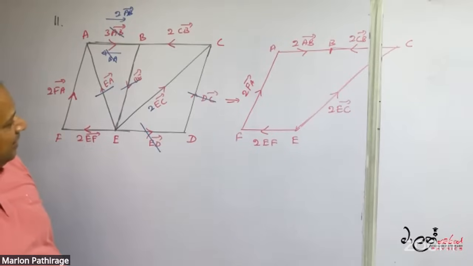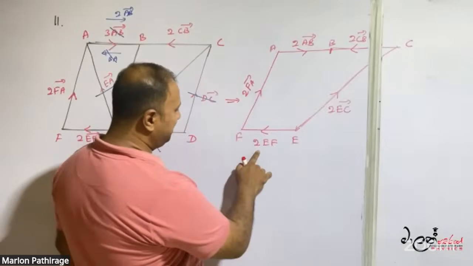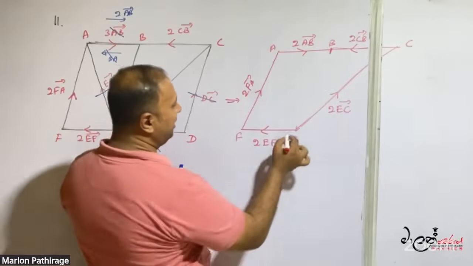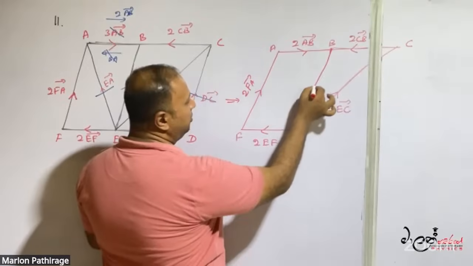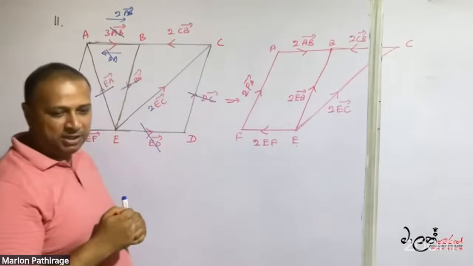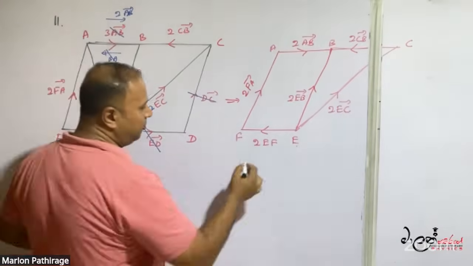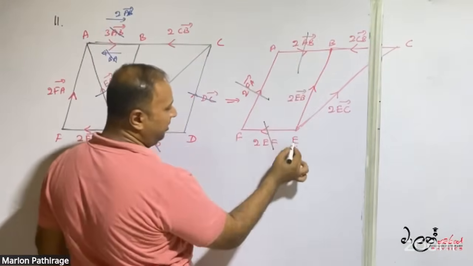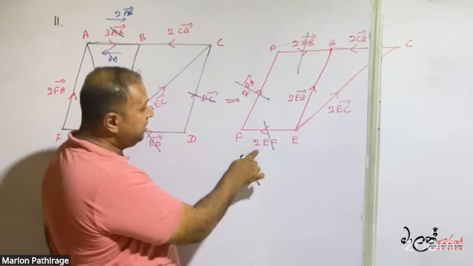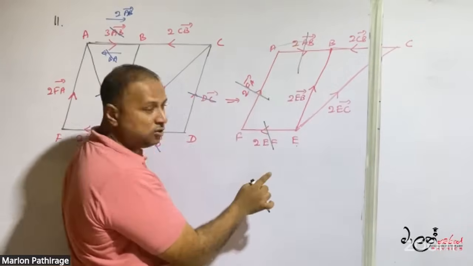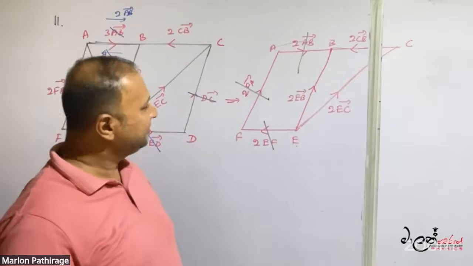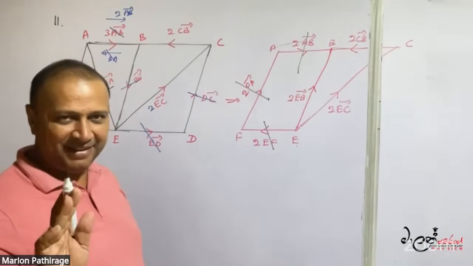Now, I can do something like this. 2 times EF, 2 times FA, plus 2 times AB should be equal to 2 times EB. Therefore, I can remove this. Those are in order. Therefore, 2 times EF, 2 times FA, 2 times AB should be equal to 2 times EB. Is that clear? Then another step.